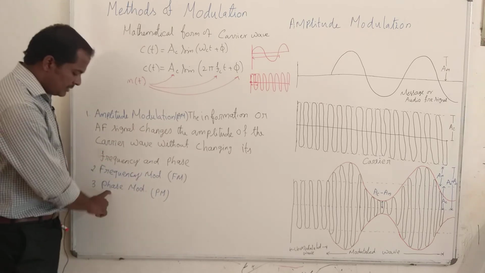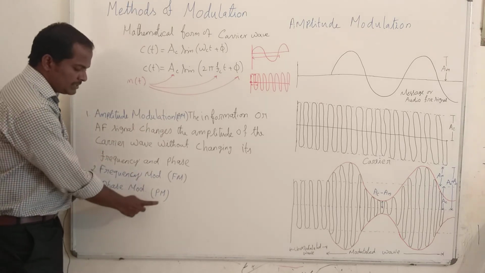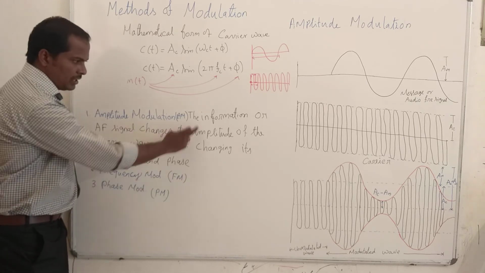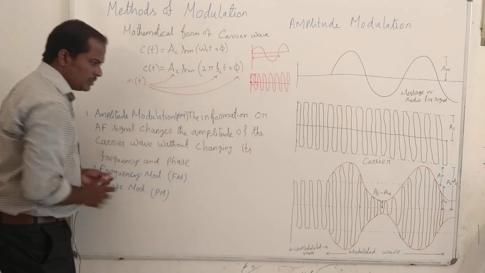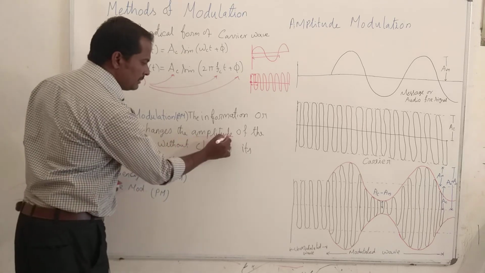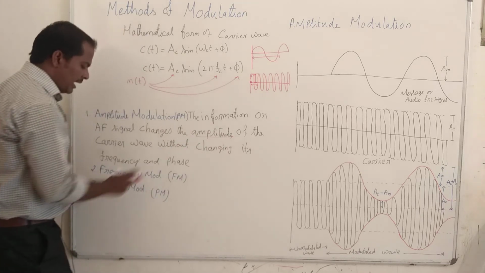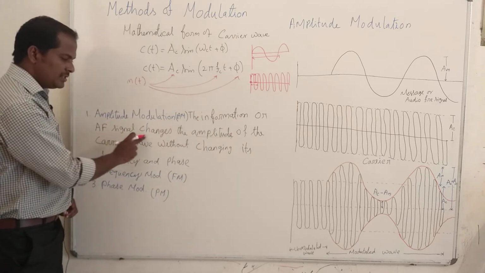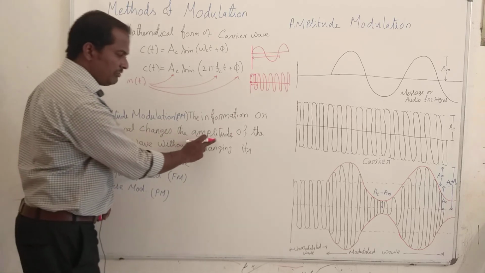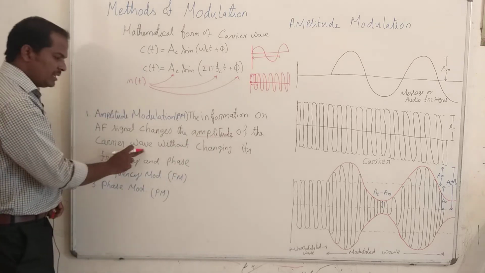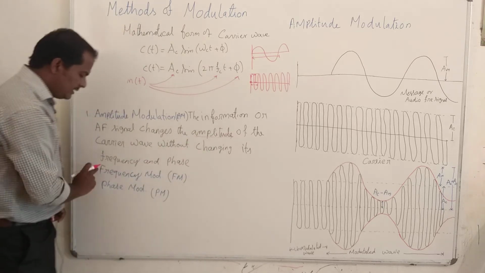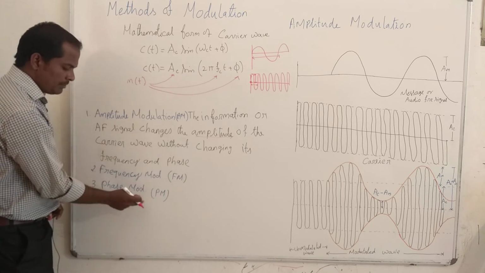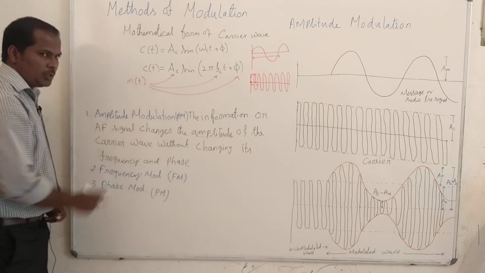As well as the phase modulation, it is represented as PM. In phase modulation, instead of amplitude you change it to phase, that's all. So the information or audio frequency signal changes the phase of the carrier wave without changing its amplitude and frequency. This type of modulation is called phase modulation.